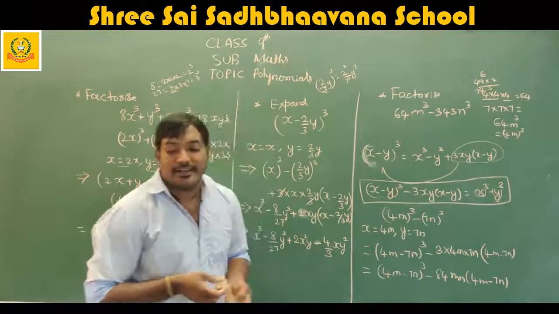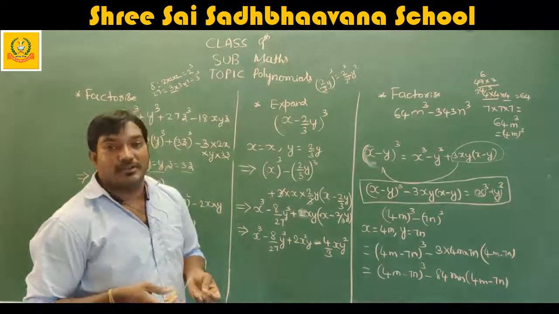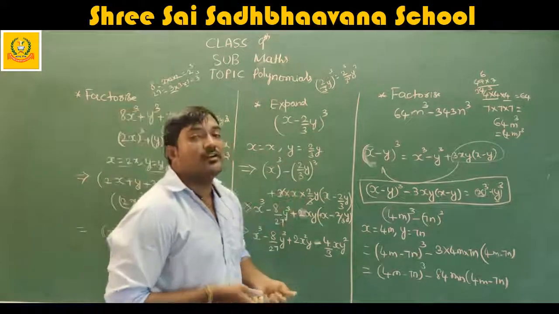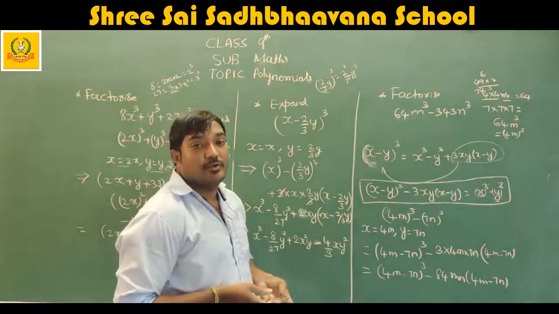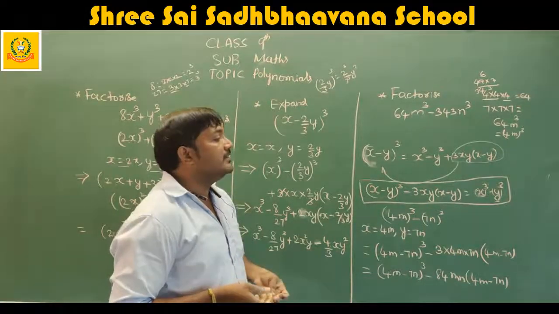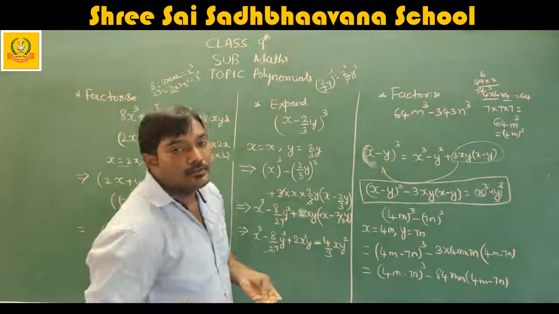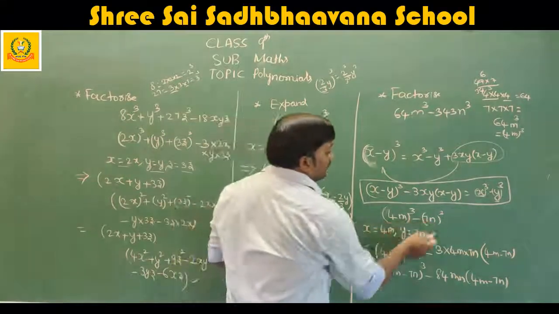Similarly, 343 can be written as 7 into 7 into 7. 7 7s are 49 and 49 7s are 343. I just multiplied and showed it to you. So can I write this 343n cube as (7n) whole cube? So we can write it as (7n) whole cube.